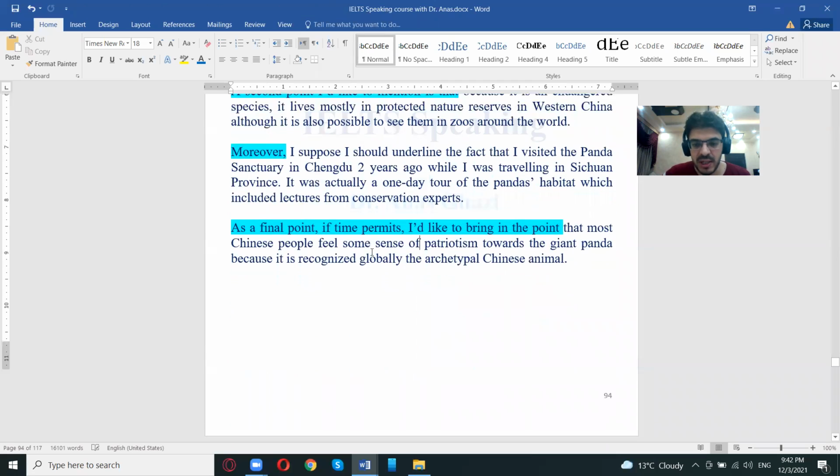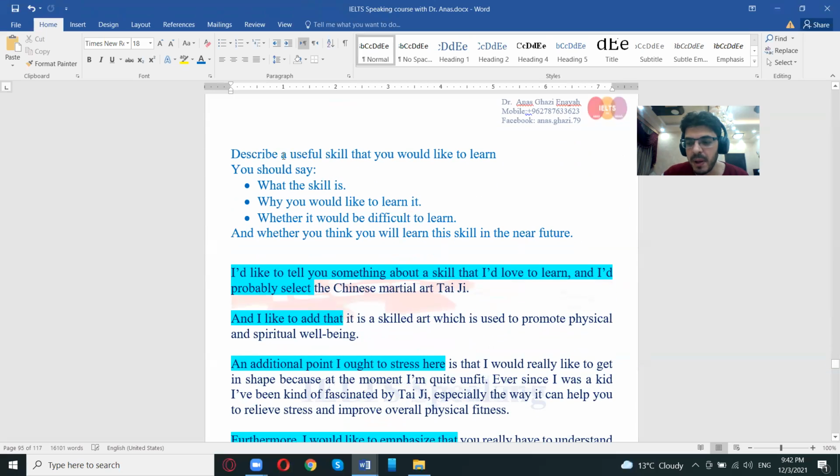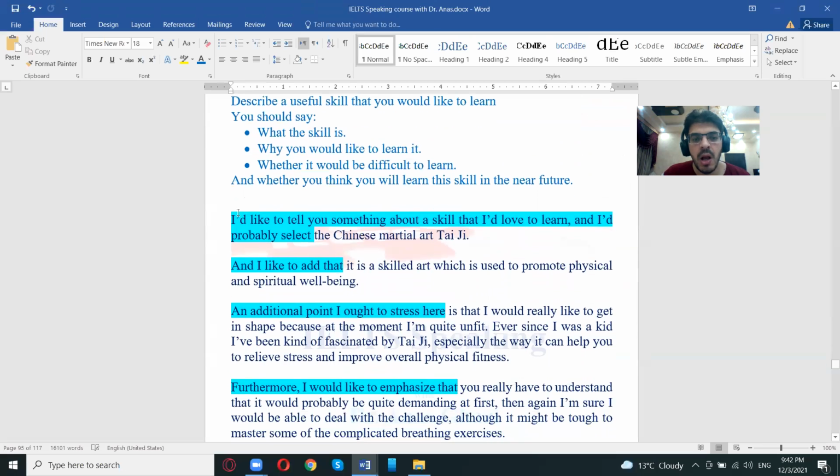Okay, another example: describe a useful skill that you would like to learn. What the skill is, why you would like to learn it, whether it would be difficult, and whether you think you will learn it in the near future. So I'd like to tell you something about a skill that I'd love to learn. And I probably select the Chinese martial art Tai Chi.